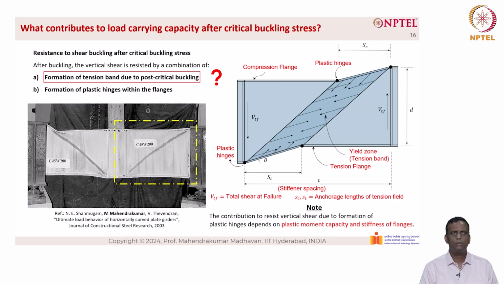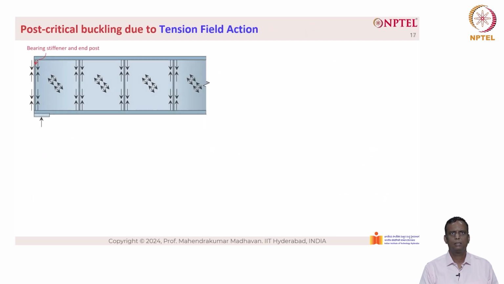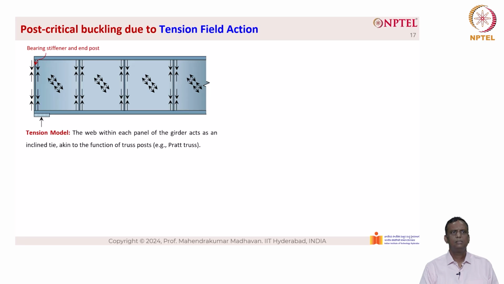Now let us look into formation of tension band due to post-critical buckling. The post-critical buckling due to tension field action can be pictorially described as shown here, which is the formation of tension band. You can see that there is a tension band that is happening here. This is basically in the diagonal direction. So here we need to look at what is known as the tension model.